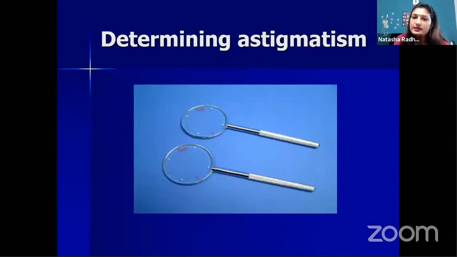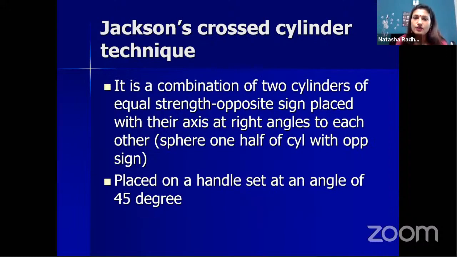Next step would be to determine astigmatism. Often there will already be a cylinder in the trial frame in your starting point. Sometimes there will not be, in which case you can use this instrument to find out if there is any element of astigmatism that you have missed out in your retinoscopy. You can use this instrument to find out what is the axis, to refine the axis and the power of the cylinder that is already there in the trial frame. And this instrument is called a Jackson's cross cylinder.